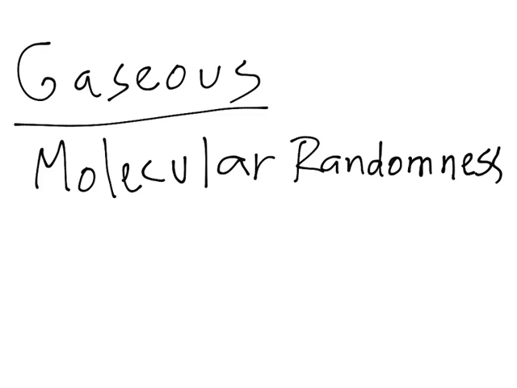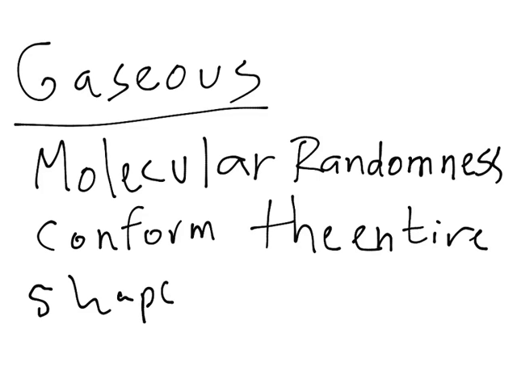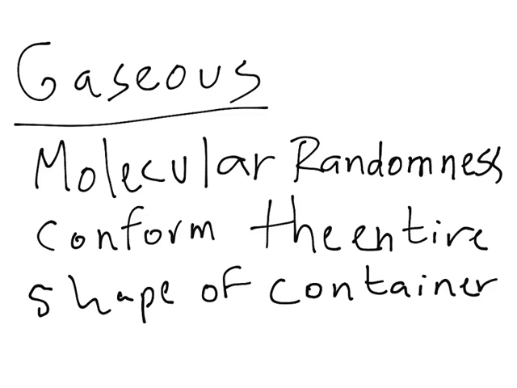Another characteristic of gases would be that the particles conform to the entire shape of the container. So it doesn't matter the volume of the gas you have, it will always occupy the whole container. So by having a flask covering the top, the gas particles will be everywhere. Doesn't matter how many particles you have, they will always be scattered around. That is because of how high their molecular randomness is.